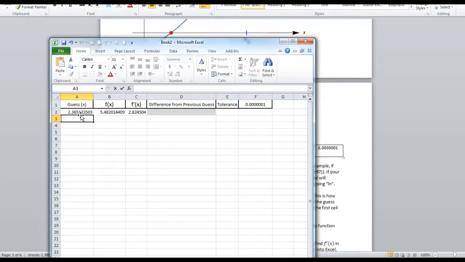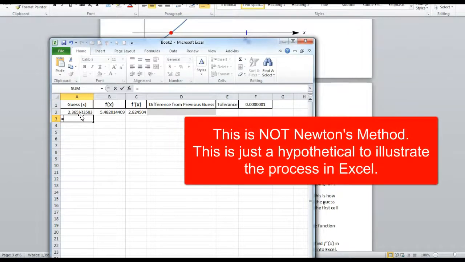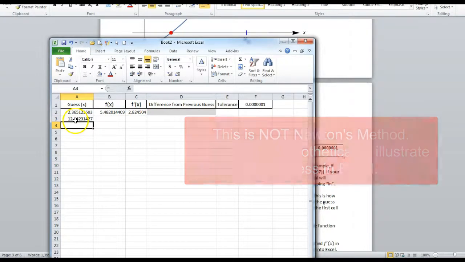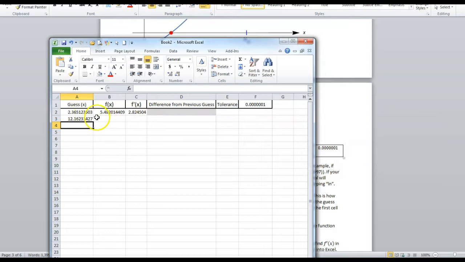And whatever you get for Newton's method, that's what you're going to click here to get your new guess. So for instance, if you think Newton's method is the old guess times the derivative plus f of x, then that's how you would get your new guess. You would just click whatever you get for Newton's method in there. Now, obviously that's not it.